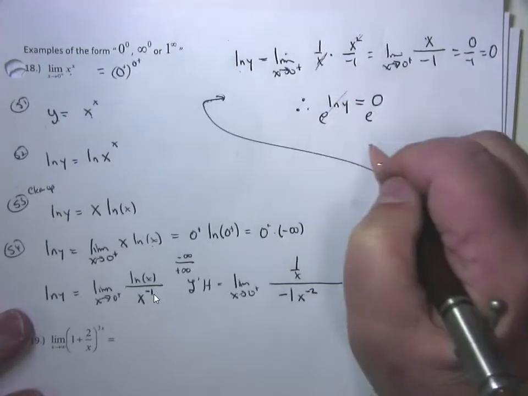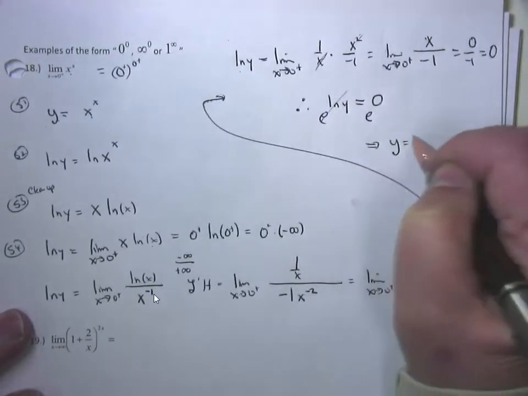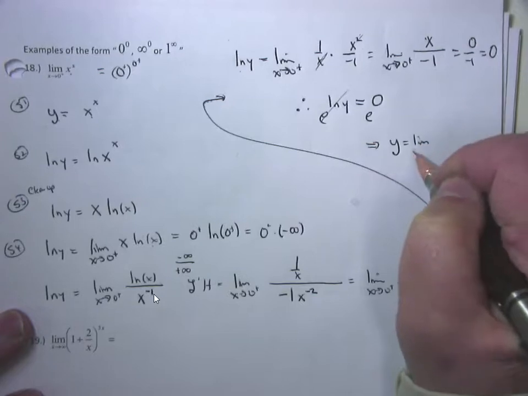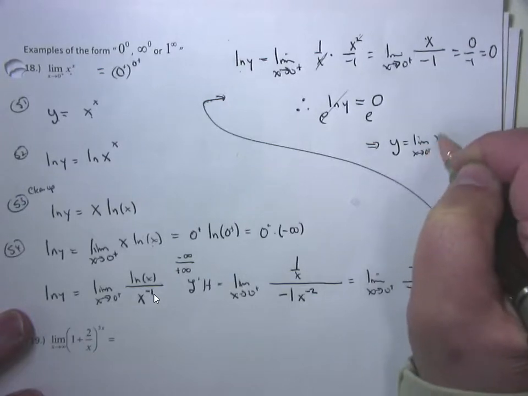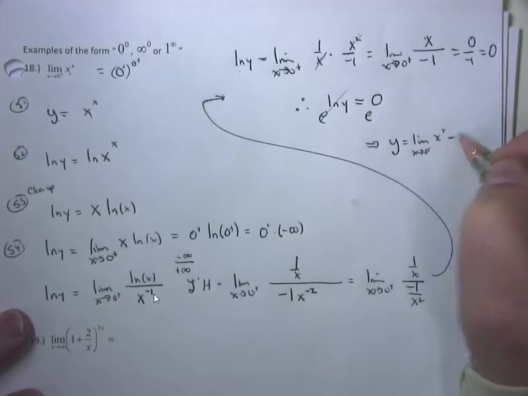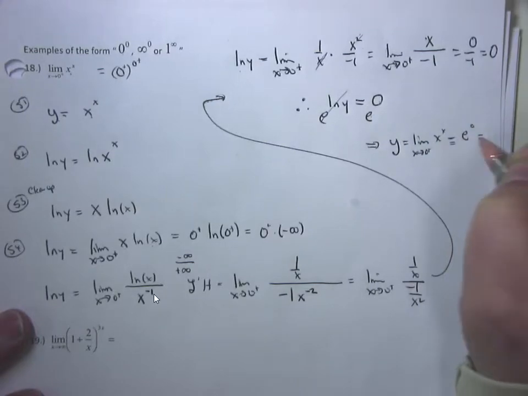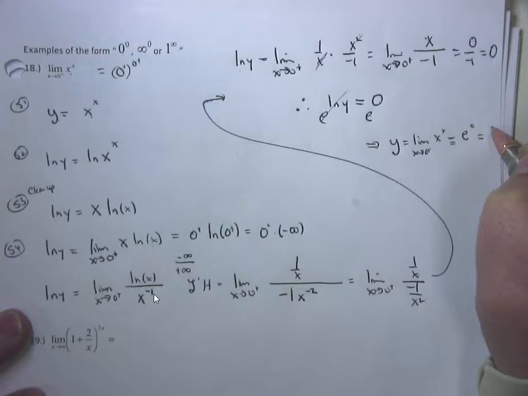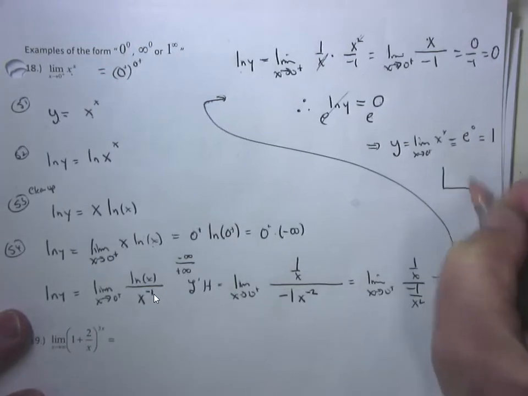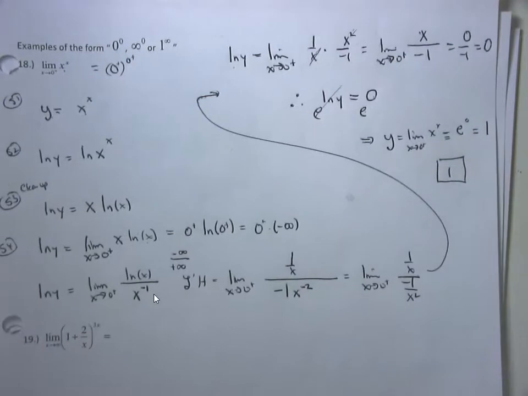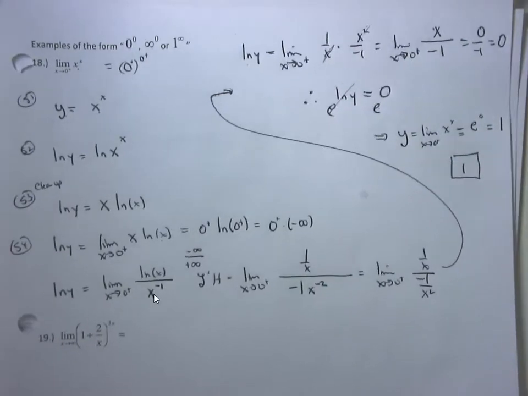This cancels, which implies y, which was that original problem, the limit as x approaches 0 on the plus side of x to the x, is actually equal to, what's e to the 0 power, also known as? E, 2.718. A number to the 0 power is 1. The answer to this problem is 1. You do the natural log of both sides, get that limit, and then you got to do e to that answer.